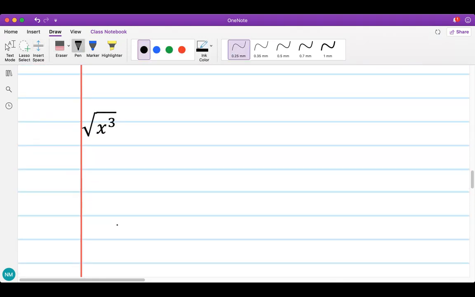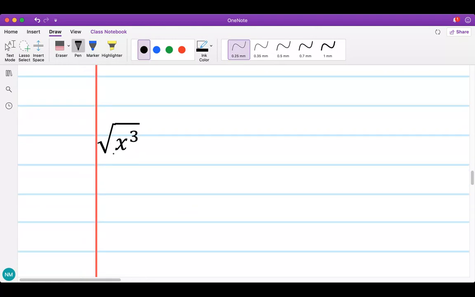But what if we have variables like this? So we have the square root of x cubed. Now, nothing squared is going to give me x cubed, unless, if we divide it, we will get 3 over 2, right? 3 over 2 is 1.5. So what we're going to do is break this up, and basically find the biggest perfect square that goes into x cubed, which is x squared.